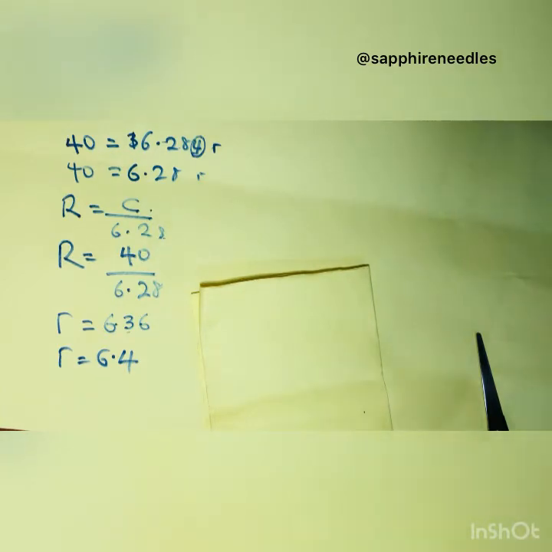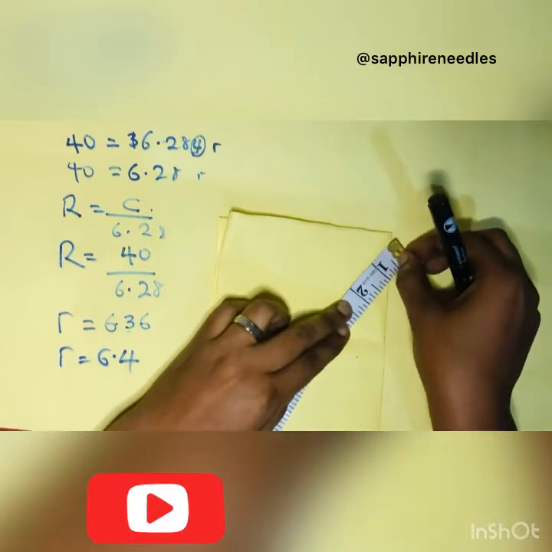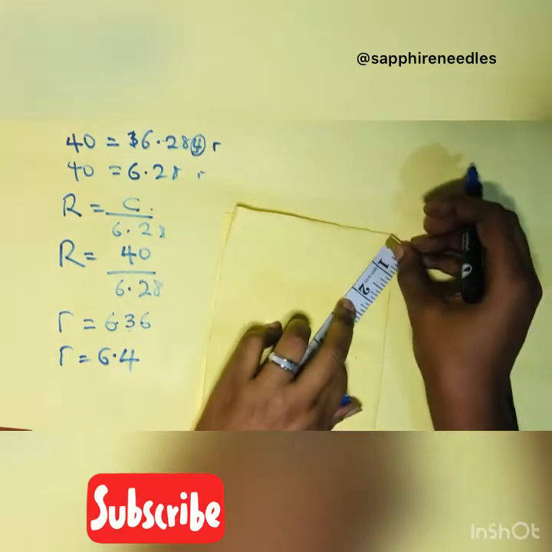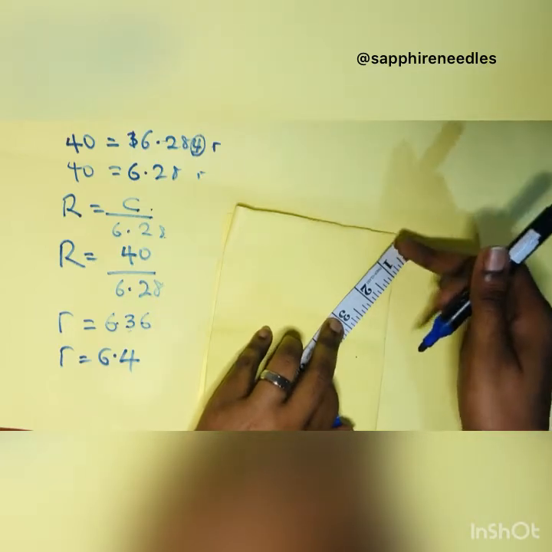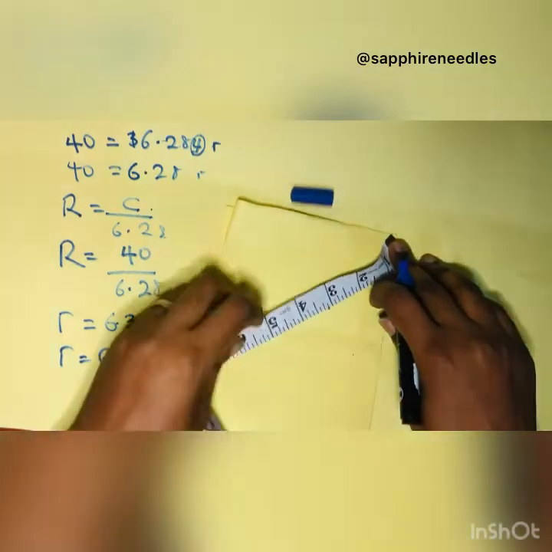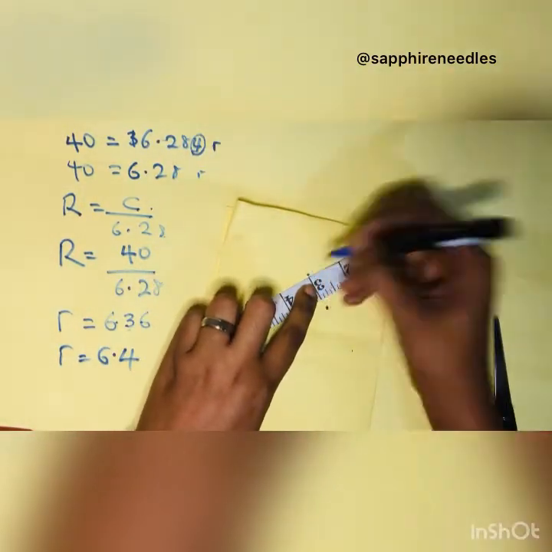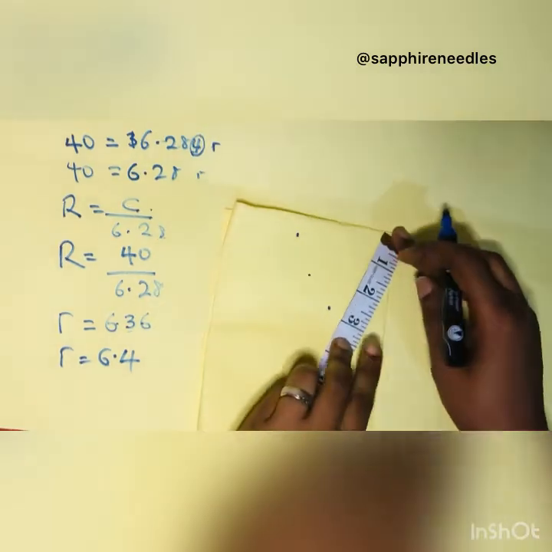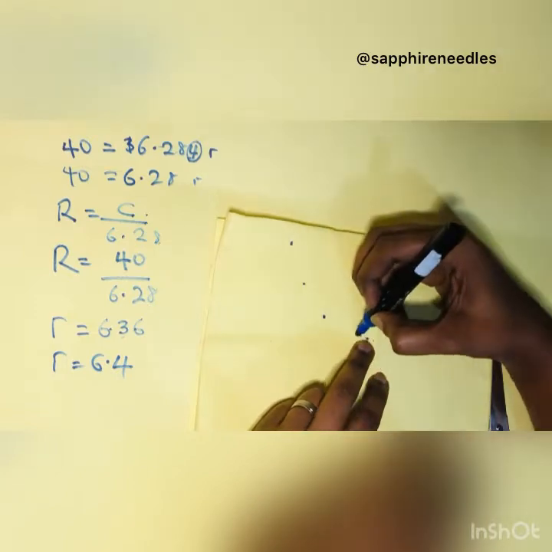I won't be using 6.4 here because the paper won't accommodate that. Plus, see, it's not so big. So let me just use 3 inches. Let's assume we got 3 inches here as radius. I'm assuming this is my center. I would come here and mark 3 inches. Then I'll take the tape around and mark 3 inches, 3 inches, 3 inches. Then I'll connect this point.